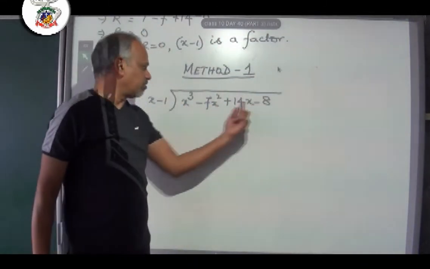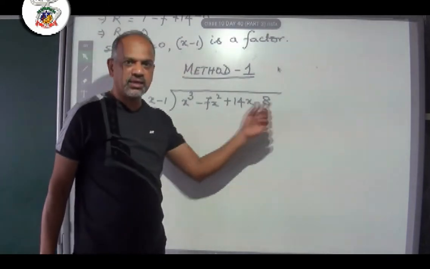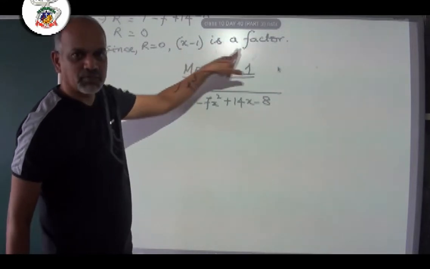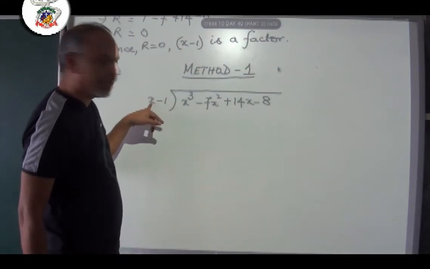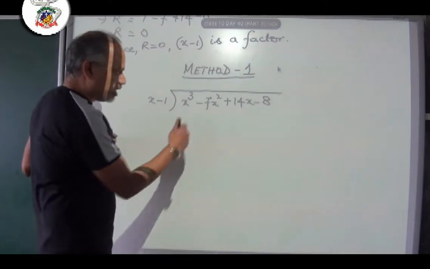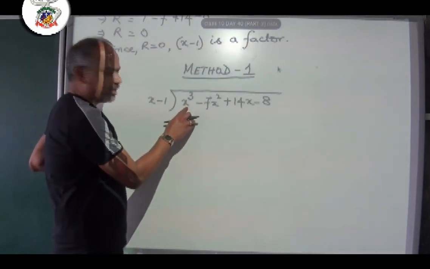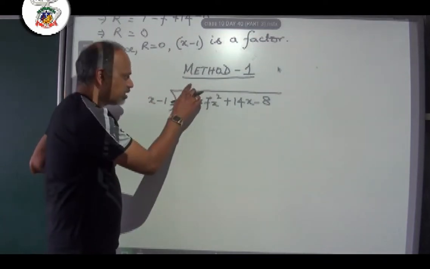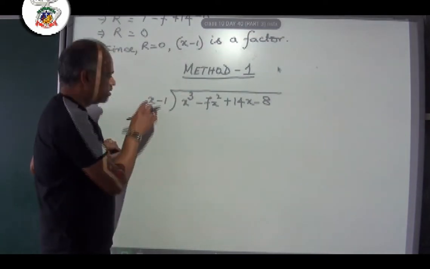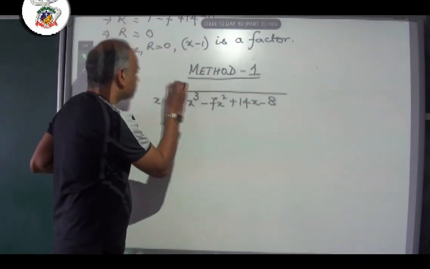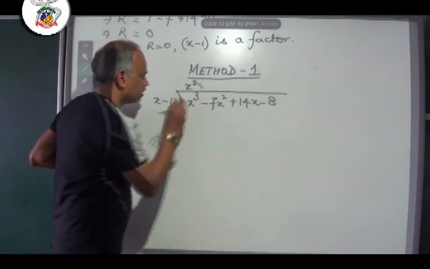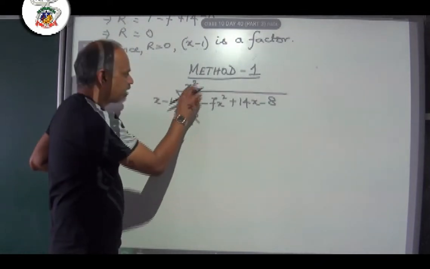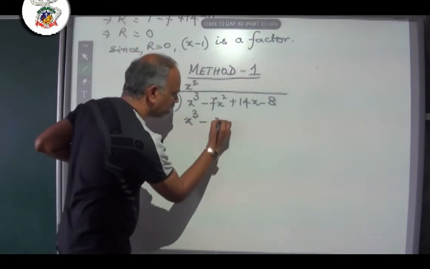This was the expression that was given, x cubed minus 7x squared plus 14x minus 8. I'm going to divide this by the known factor. The factor that we found was x minus 1. So I'm going to divide this expression by x minus 1. Now to do the division, if you look at the first term here, you have an x cubed. Here the first term is x. So x has to be multiplied with something to give you x cubed. So x into x squared. Multiply x squared with x, you will get x cubed. Then x squared with minus 1 is minus x squared.